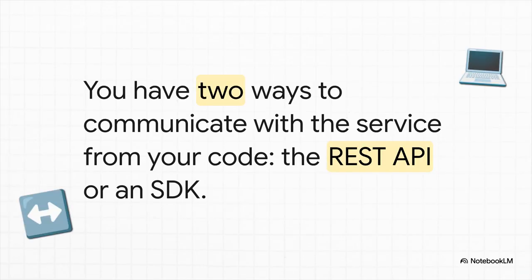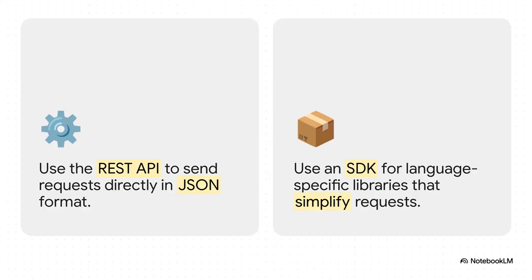Now, when it comes to that third step, actually talking to the service from your code, you've basically got a couple of ways you can go about it. It really just depends on your project and what you're comfortable with. Let's stick with an analogy. Imagine you're ordering custom furniture. On one hand, you have the REST API. This is like writing a super specific detailed letter with all the instructions yourself. That's kind of like the JSON format. It gives you total granular control. On the other hand, you could use an SDK for a language like Python or C#. That's more like using the company's pre-made order form. It simplifies the whole process because it gives you handy code libraries that take care of a lot of the nitty-gritty details for you.